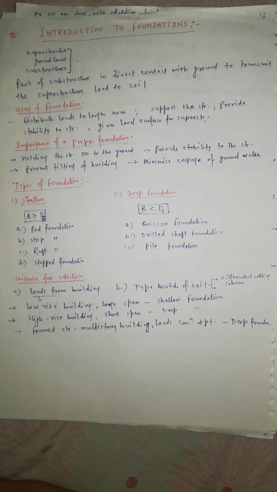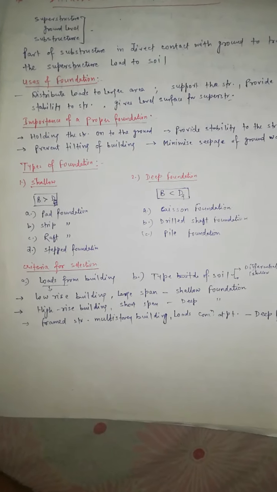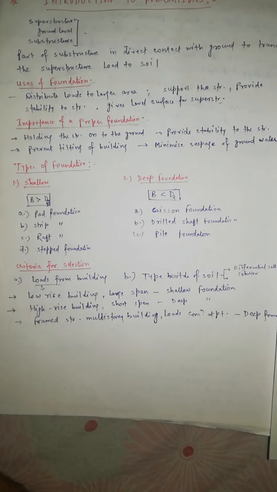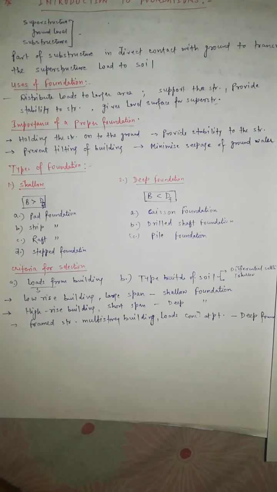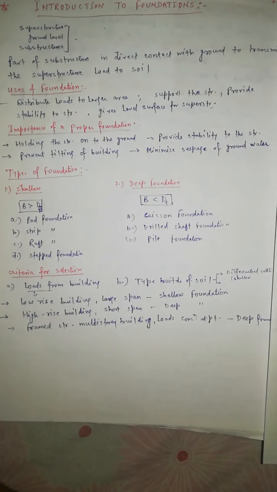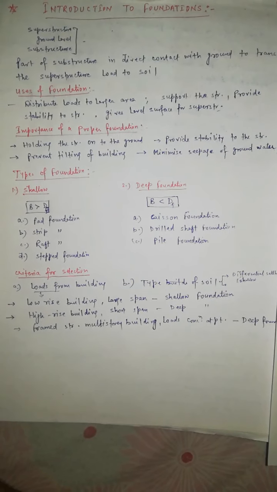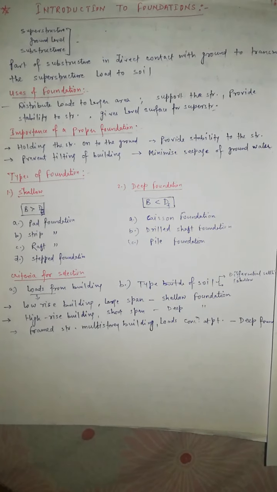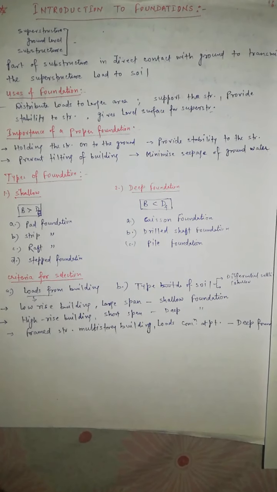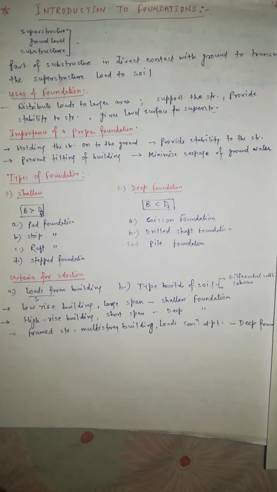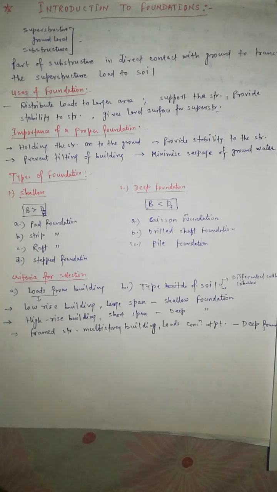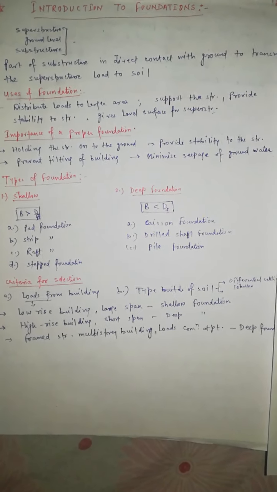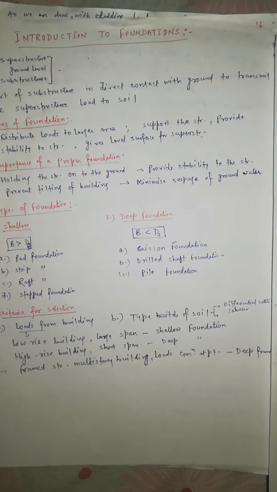Now we will learn about the selection criteria of the foundation. Basically, selection of foundation is based on two perspectives. First is loads from the building and second is type of soil. From the loads perspective, if there is a low rise building of large span, then shallow foundation can be used. If there is a high rise building with short span, then deep foundation can be used. And if there is a framed structure, multi-story building, and loads concentrated at a point, then deep foundation can be used.